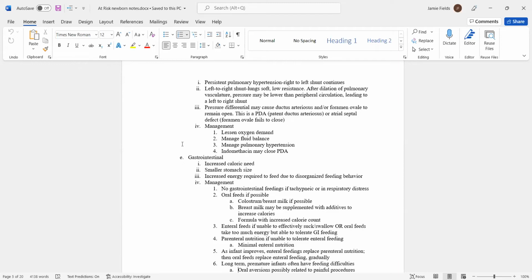Remember that the pulmonary vessels are constricted. The pulmonary vessels are tighter. So because the lungs are collapsed, they're not inflated, and the pulmonary vessels are tighter, there's a lot more pressure on that side, okay? So the blood goes from right to left.